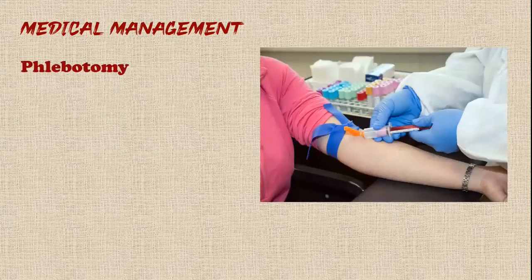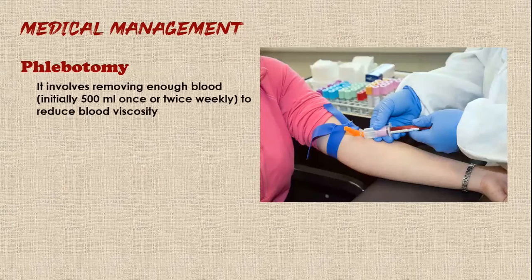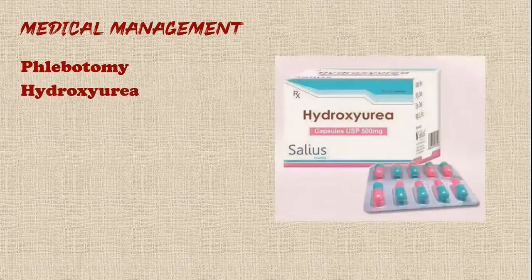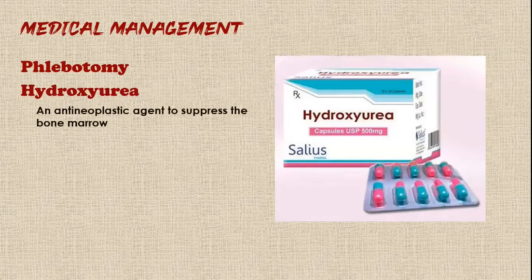Phlebotomy is an important part of therapy where it involves removing enough blood, initially 500 ml once or twice weekly, to reduce blood viscosity. The target of phlebotomy is to maintain a hematocrit level of less than 45%. Hydroxyurea may also be prescribed. This is an anti-neoplastic agent to suppress the bone marrow.